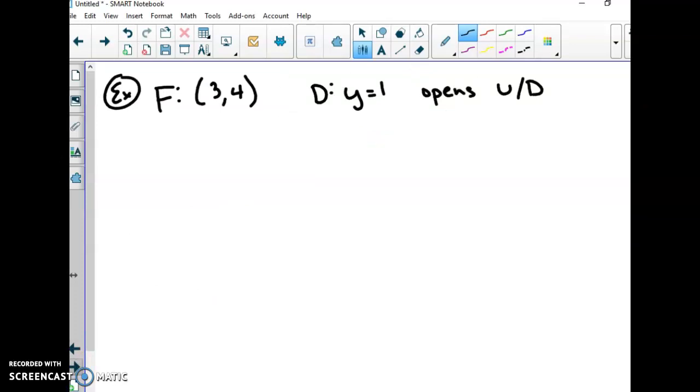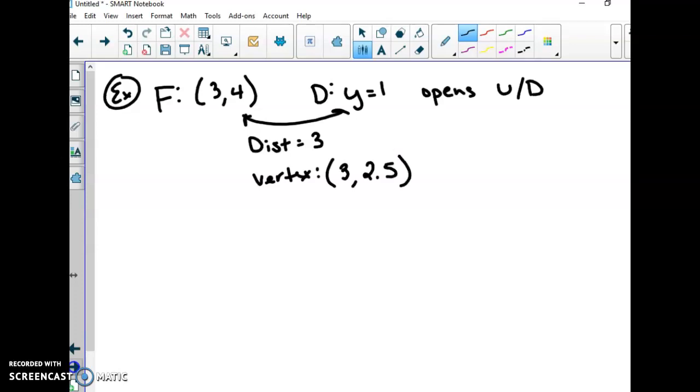So the distance from my focus to my directrix equals 3. So my vertex is going to be located halfway between there. Since it's on the y, our x coordinate is not going to change. The only thing that will change will be the y. So we have 3, comma, and you're taking 4 minus 1.5 to get us to be located at 2.5. That's where our vertex is located.